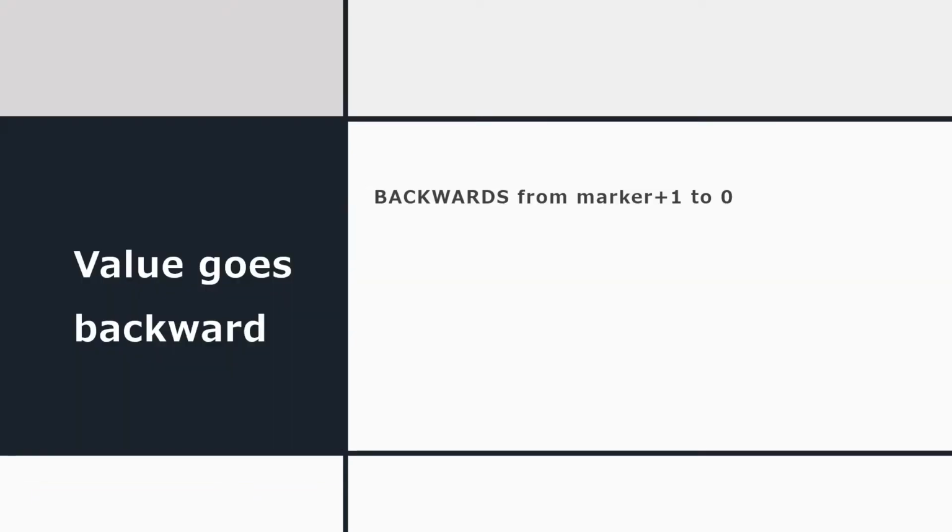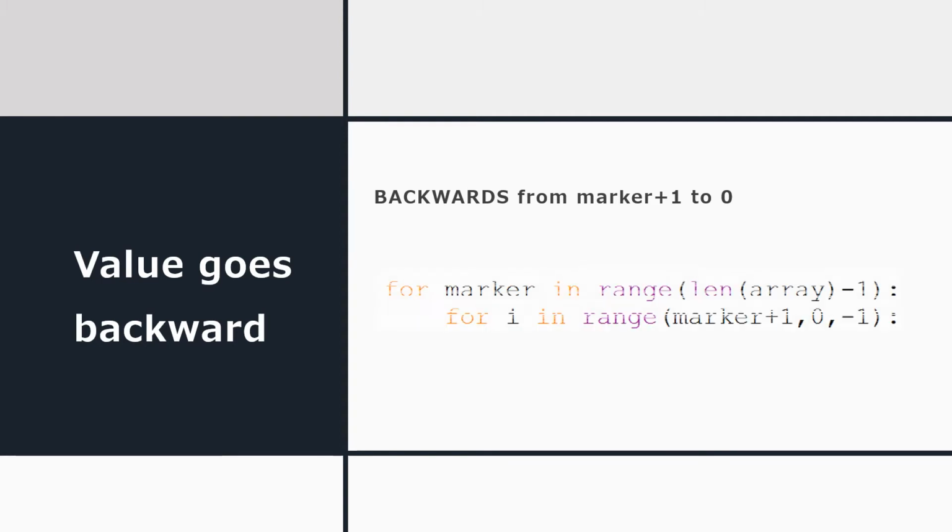Now we need to write a second line of code which will count backwards from the value 1 ahead of the marker backwards to 0. So we've got a backwards loop. Let's look at what that looks like. So we've got the marker going forwards to the length of the array minus 1. And we've got a second counter which I've called I, which starts at marker plus 1, it's the value 1 ahead of the marker, and goes all the way back to 0 in steps of minus 1. So it's a backwards loop.